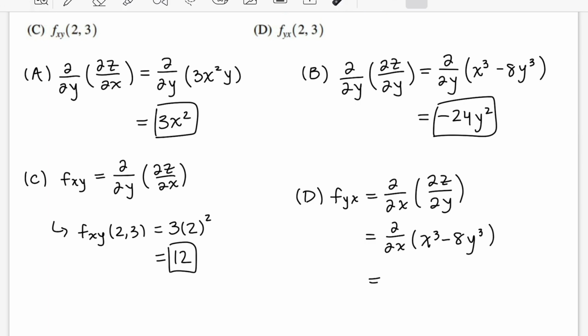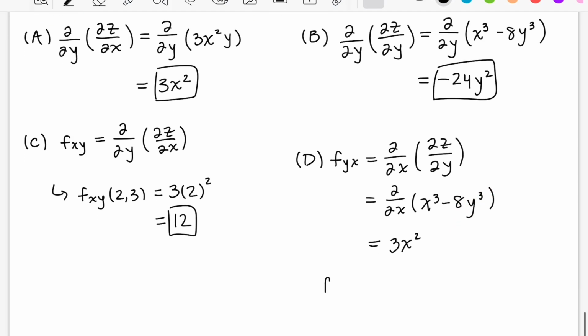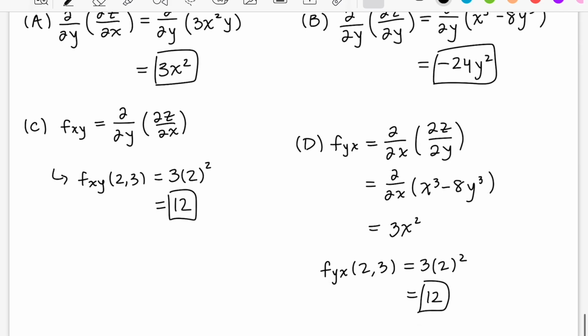Now we want to take the partial derivative of this with respect to x. So using the power rule, we'll get 3x squared here, and then y is just a constant, so this is going to be 0. So now evaluating this at this here, we again will get 12. All right, so that'll be it for this video.